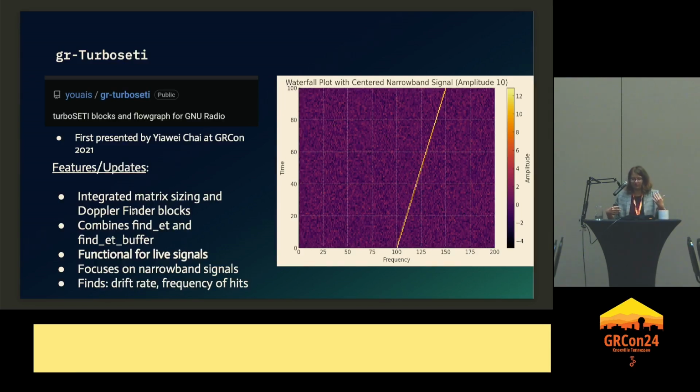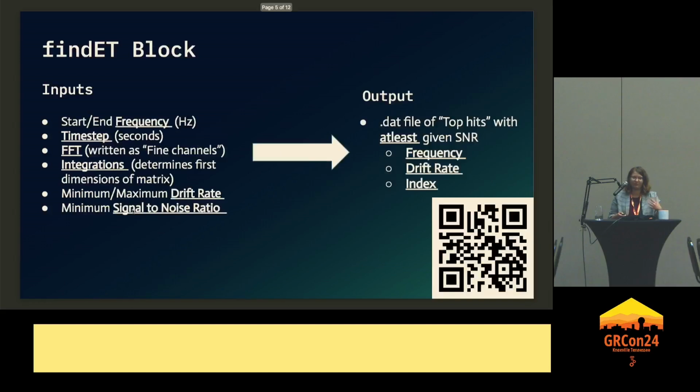So the updates that I did this summer were making this work for live signals. I essentially combined the block that did the buffer matrix that went into the main block with the actual processing block in order to make this work. So it finds the drift rate and it finds the frequency of hit, and this can also be used for other projects and is linked in GitHub later.